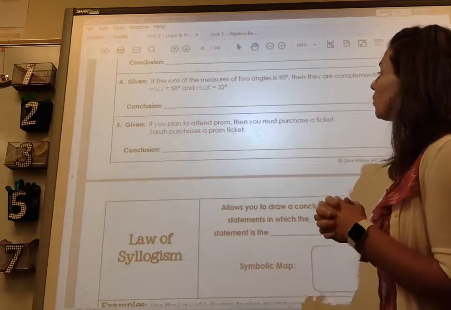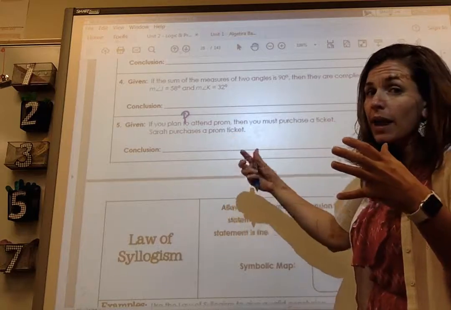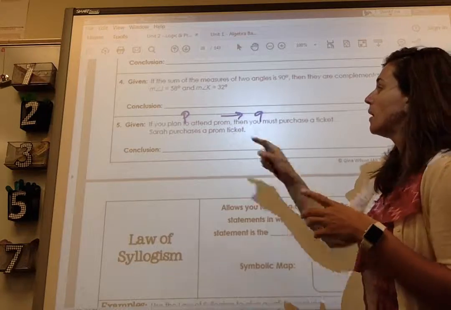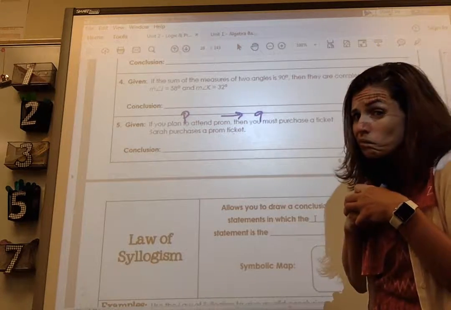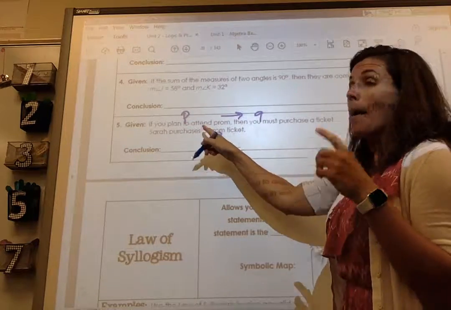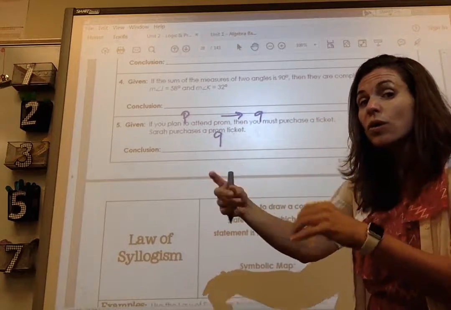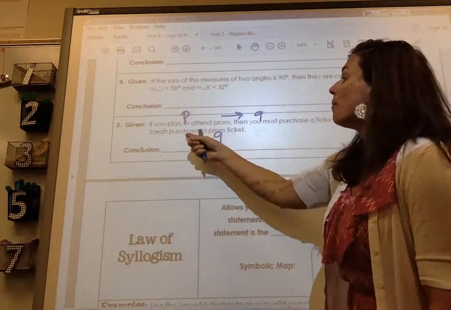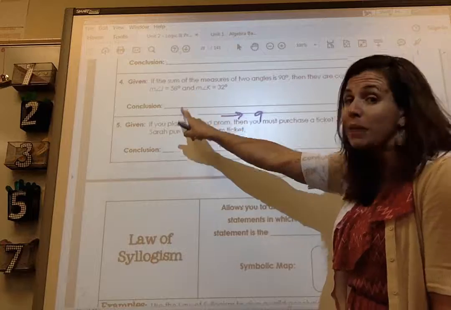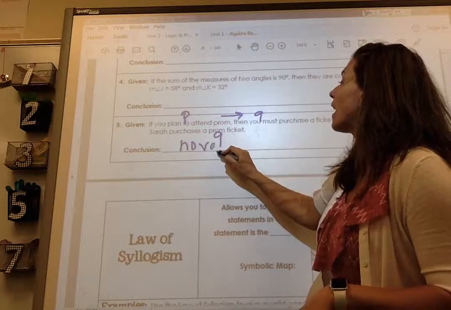If you plan to attend prom, then you must purchase a ticket. So I'm looking for P. P is my hypothesis statement. If you plan to attend prom, then you must purchase a ticket. Sarah purchases a prom ticket. That's not my hypothesis. That's my conclusion. But remember, the law of detachment says if P then Q, if P is true, then Q is true. Well, this says Sarah purchased a prom ticket. No valid conclusion can be reached because I'm looking for P to be true. I can only jump to that conclusion if P is true. So no valid conclusion.